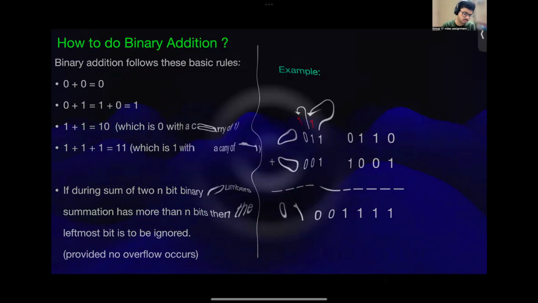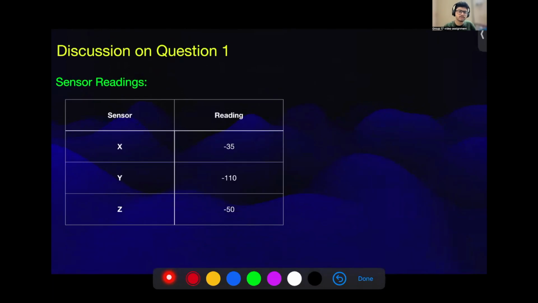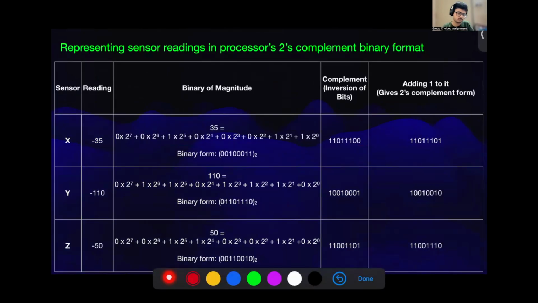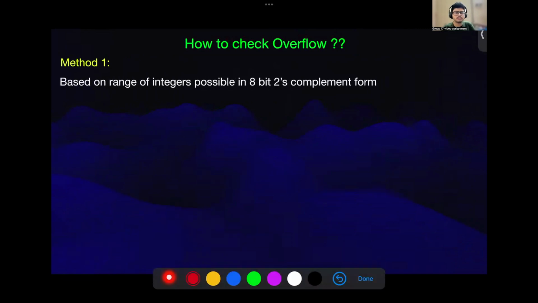Now moving on to the next topic, that is discussion on question 1. Now our main motive is to convert these sensor readings into 2's complement so that we can add them in binary. Now going ahead. Representing sensor readings in 2's complement binary format. So now moving on to method 1. Method 1 is based on the range of integers possible in 8-bit 2's complement format.